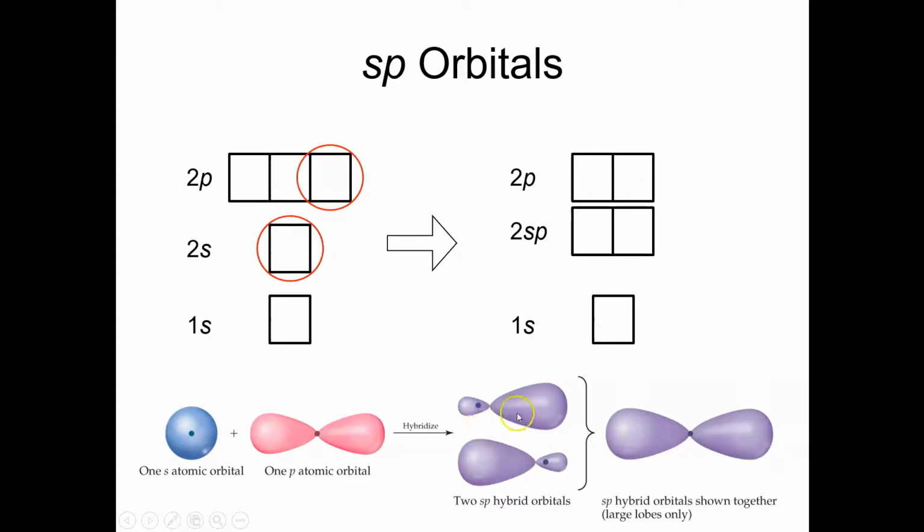But when you have sp hybridization, these two sp orbitals adopt an orientation where they're 180 degrees apart from each other, just like this. So this is the large lobe of one, this is the large lobe of the other.